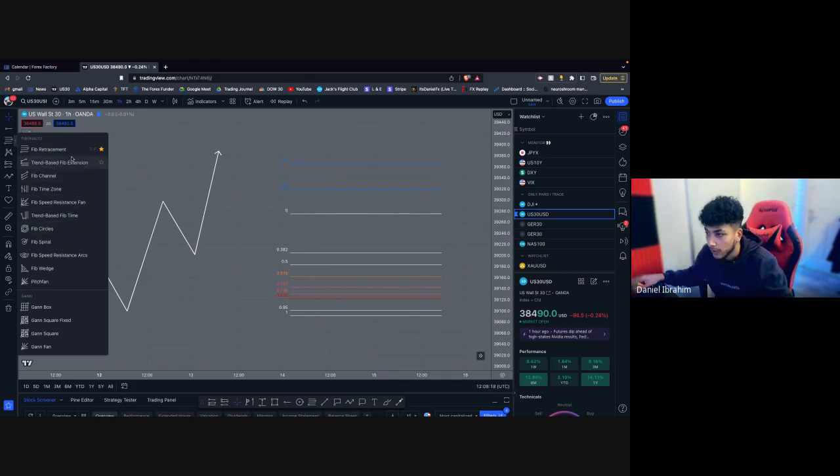Honestly, I have no idea what all of this stuff does, but it's pretty apparent that Fibonacci is a major tool that a lot of traders use, and it has literally its own section. There's a reason behind that, because Fibonacci is one of the most widely used, popular, and profitable trading strategies, and it's one of the strategies I first started off with.